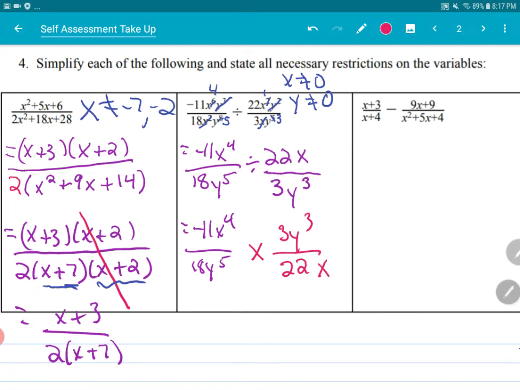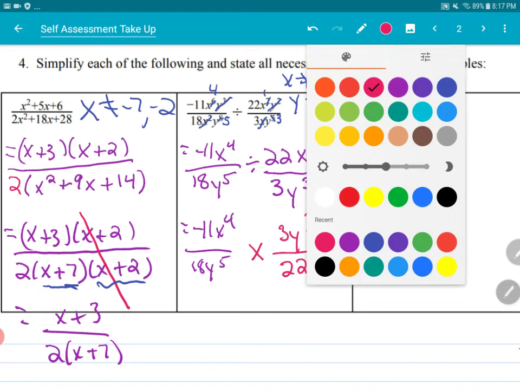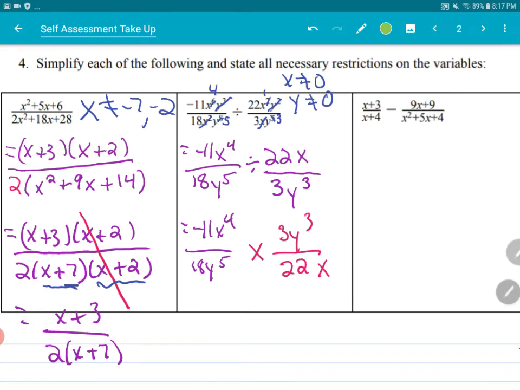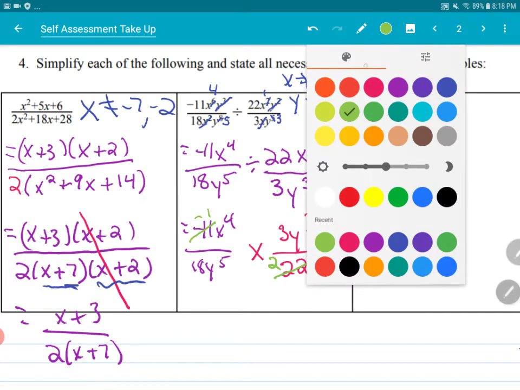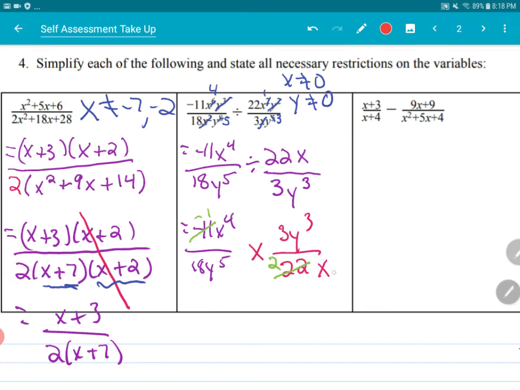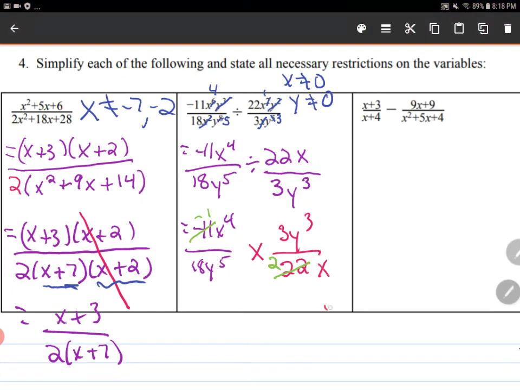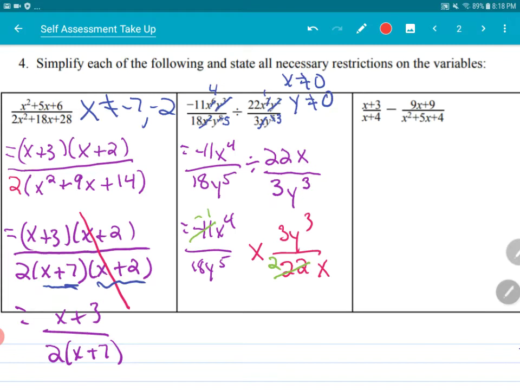So this is where we can do some cross canceling. Maybe I'll do it in green here. I would say -11 and 22, those numbers, remember we can match up a numerator and a denominator. So these two cancel out to be -1 over 2, right? Because 11 goes into 22 twice. And I would also say that we have x to the power of 4 here, and x to the power of 1 here in the denominator, so that's gone, and that turns into x to the power of 3.